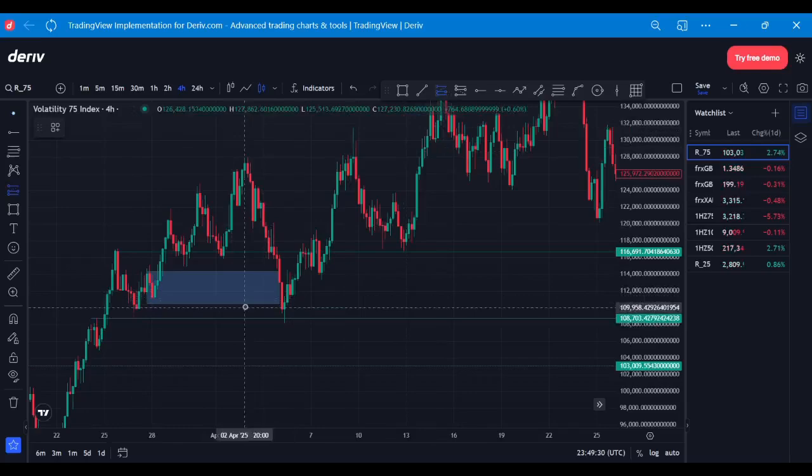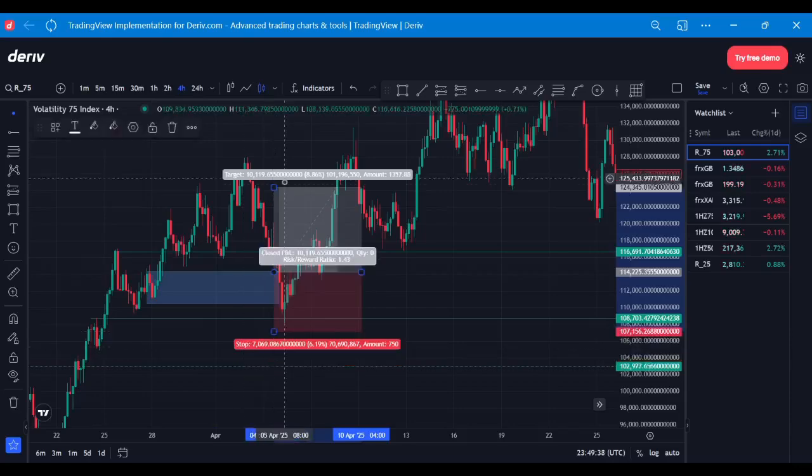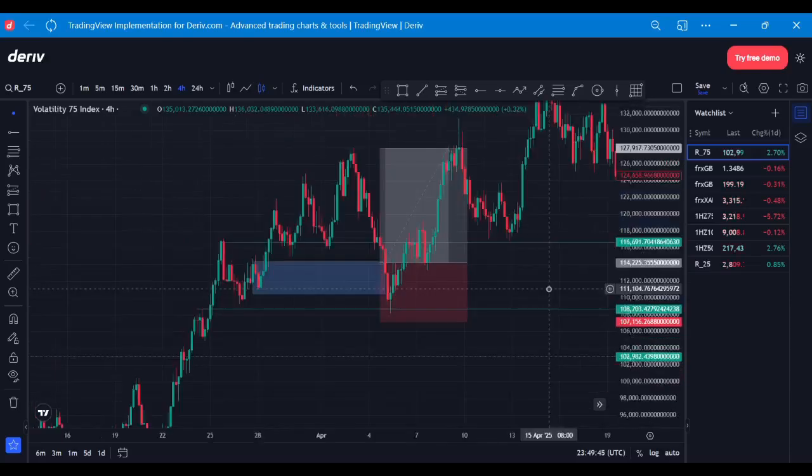So I will take my entry from, let's say I'm taking my entry from here, which is very bad. I will explain why. But at a base level, let's say I'm taking my entry from here and then my stop loss is here.